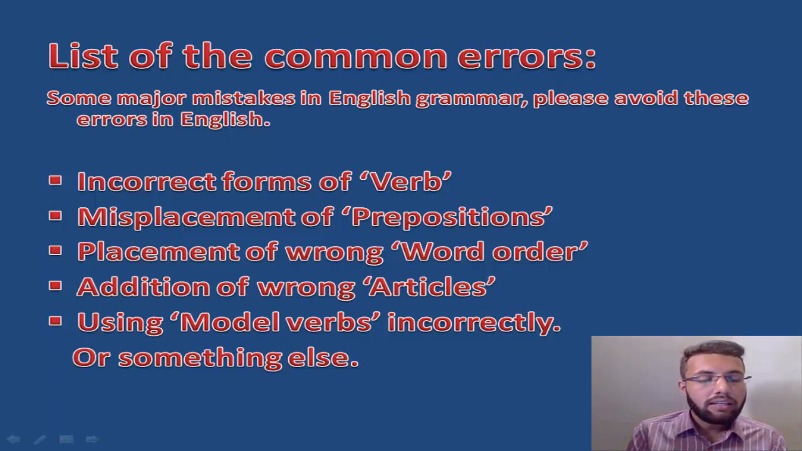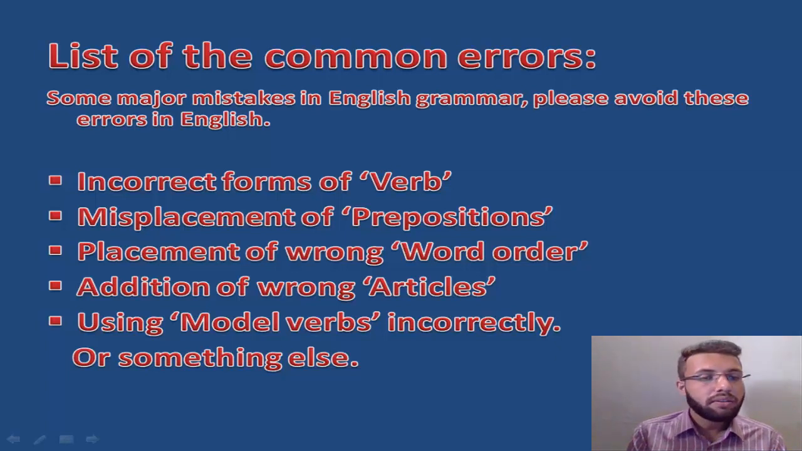Number one, incorrect forms of verb. Sometimes we place the wrong form of verb in our sentences. Number two, misplacement of preposition. Preposition is something like we put the wrong preposition among the sentences. It can be replacement of to or it can be replacement of with a different preposition.